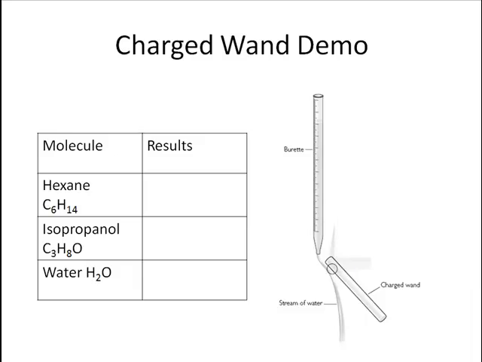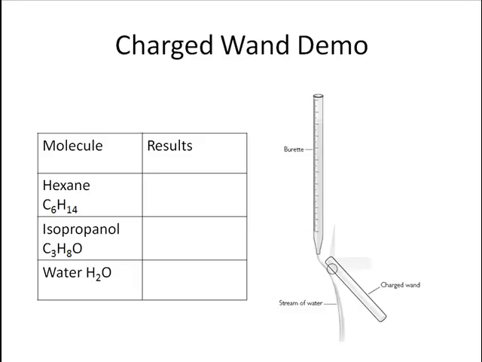Well, water has O too. You're an isopropyl alcohol. Hexane doesn't have O. There it is.